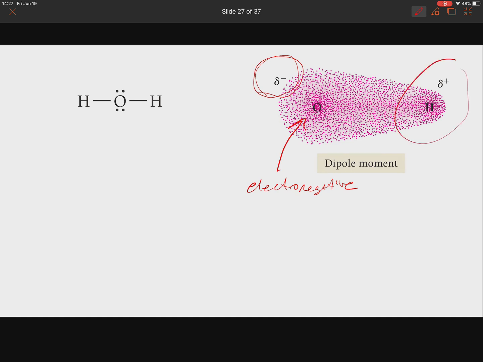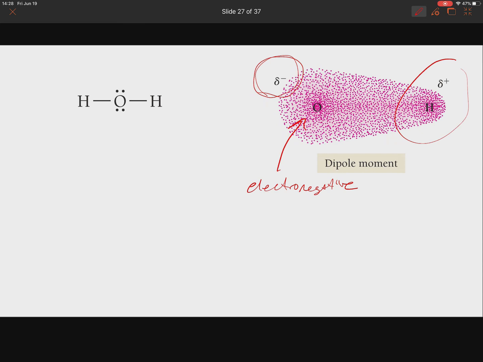And we call this electronegativity. It's the ability of an element to attract electrons, or the force with which electrons want to go to a particular element. Oxygen is more electronegative than hydrogen, and that just means that on average the shared electrons are more often by the oxygen. This results in what we call a dipole moment. It's an uneven sharing of electrons, so we get a charge separation within the bond.